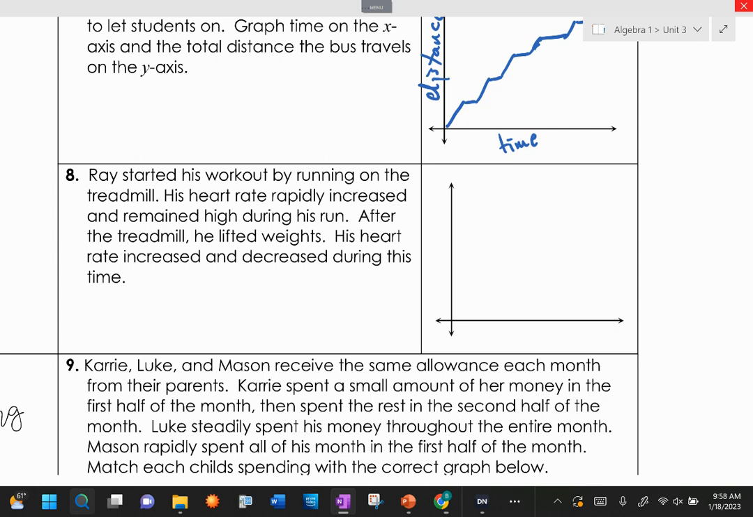So, what do we think? Where do we start? Do we start at the very bottom? Why don't we start at the very bottom, children? Because he did not wake up from cardiac arrest and be like, ooh, I shall run on the treadmill now. Okay, so we're going to start right here. Now, this is going to be heart rate. Okay, and then time.